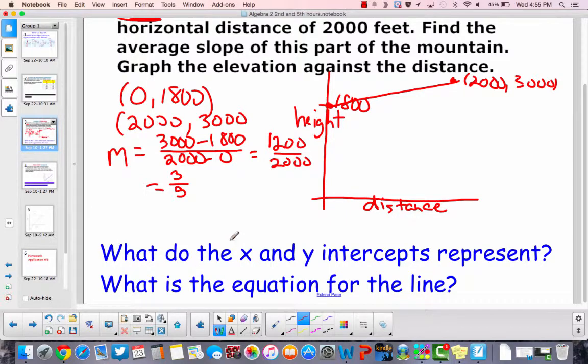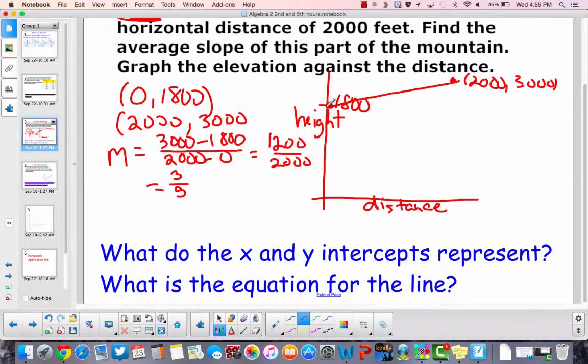Now it says, what do the x and y intercepts represent? Well, what does the x-intercept represent? Where would that x-intercept be? It would be way over here. Are we going to have an x-intercept for this one? No, we won't, because our starting height is 1,800. It would be our horizontal distance at a height of 0, but we can't get way over here. We'd have a negative distance, and it's impossible to travel a negative distance.